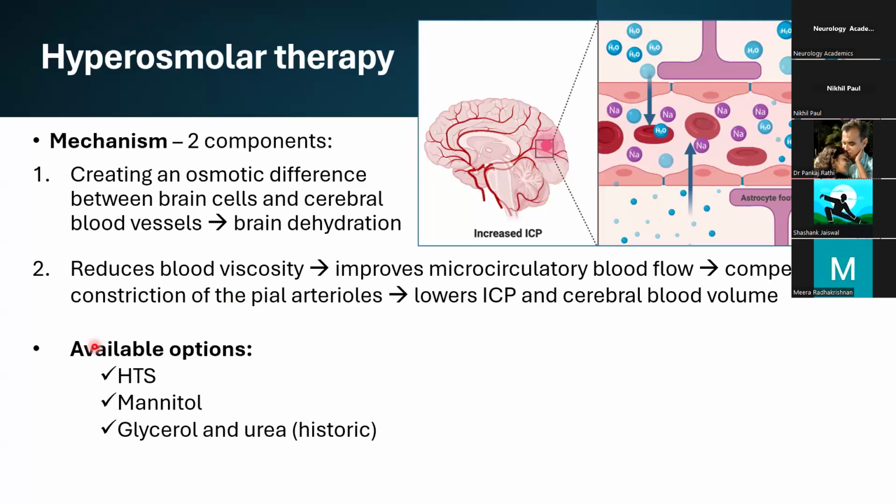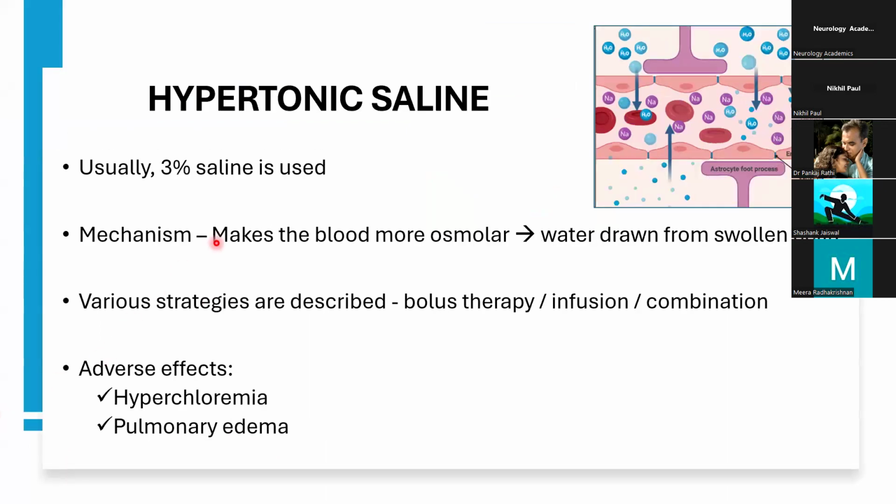So what are the available treatment options for hyperosmolar therapy? They include hypertonic saline, mannitol, and historically we were using glycerol and urea, which are not being used now. We'll look into all of these. For hypertonic saline, what we commonly use is 3% saline, and the mechanism is just what we described: it makes the blood more osmolar and water is drawn in from the swollen cells.